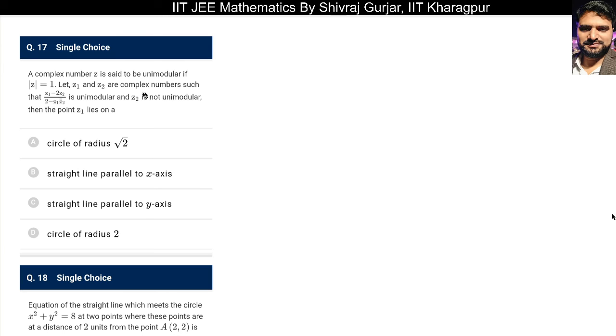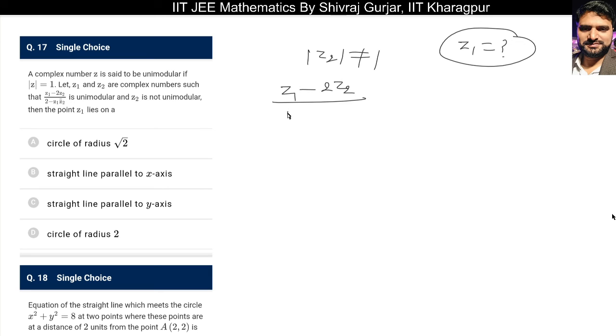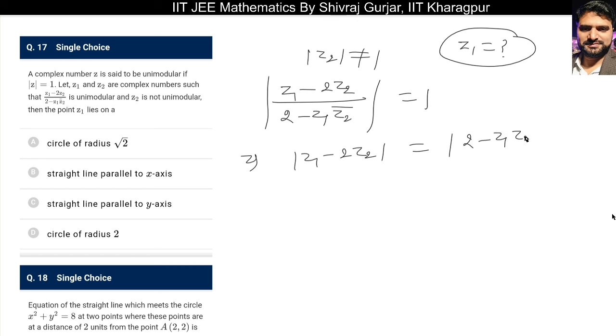A complex number z is said to be unimodular if its modulus is 1. Z1 and Z2 are complex numbers such that the expression given is unimodular and Z2 is not unimodular, means modulus of Z2 is not 1, then the locus of the point Z1 is asked. It is given that modulus of (Z1 minus 2Z2) divided by (2 minus Z1 Z2 bar) is 1. So it is simple, we have to simplify. That is equals to 2 minus Z1 Z2 bar.